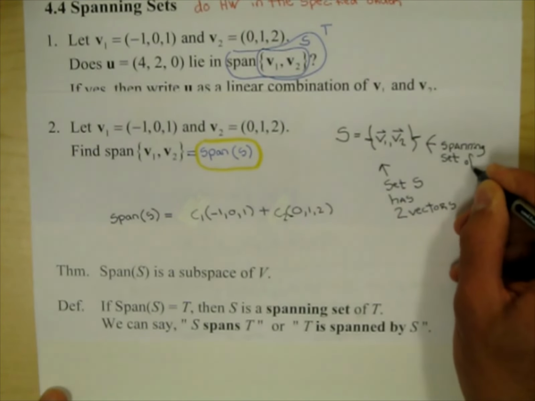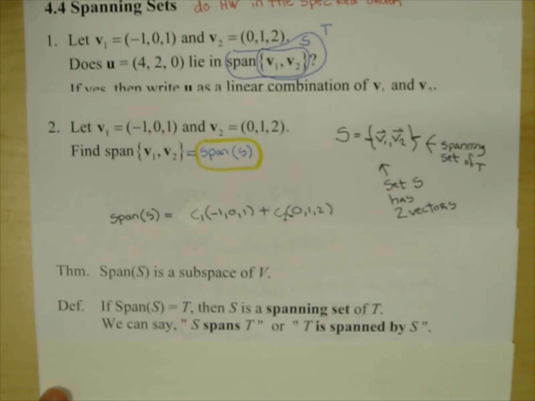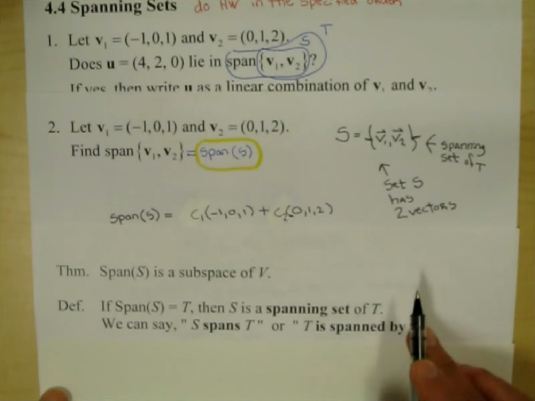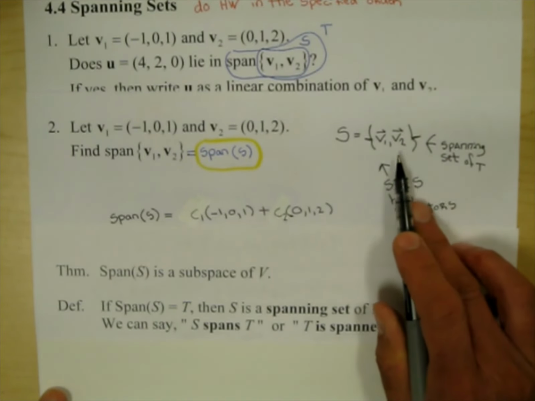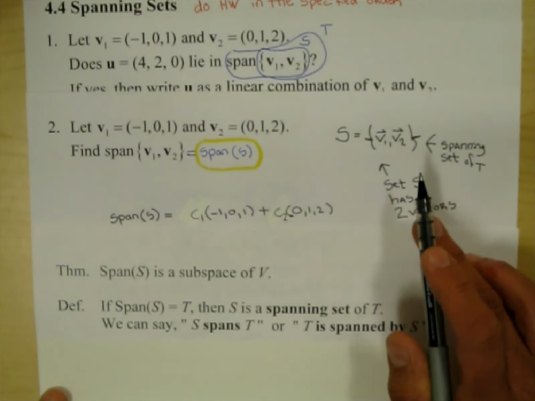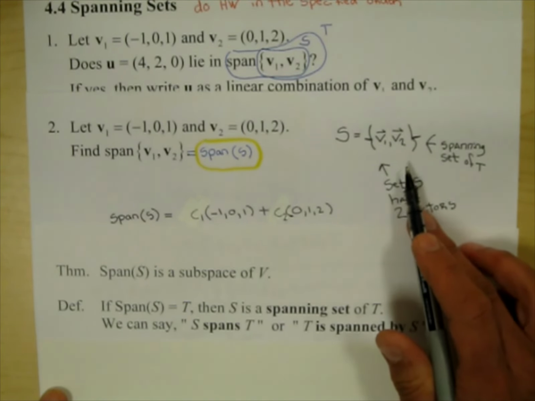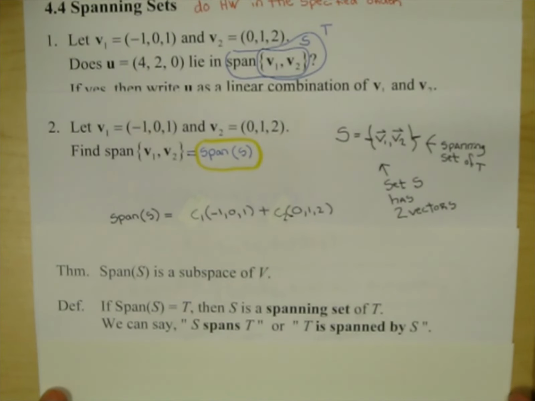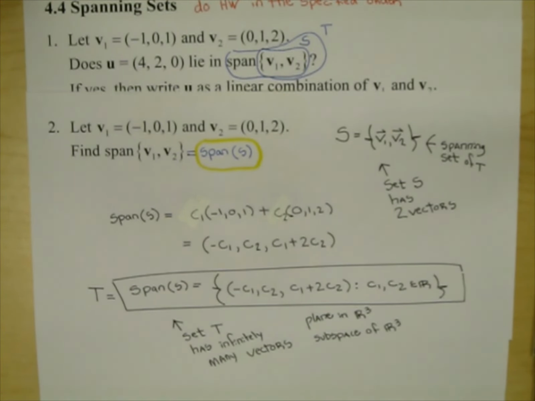Okay, and we can say of T if you want, but it's a spanning set, and that's what 4.4 was called, spanning sets. We can say S spans T, or T, which was that plane, is spanned by S. That's why I call S the spanning set, the set of seeds, because the seeds generate the span. They generate, in this case, the plane. Okay, so that was the definition.